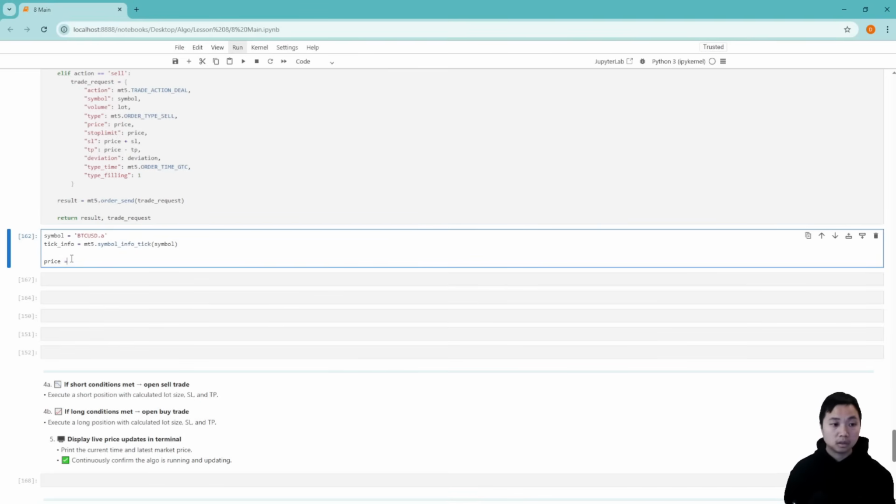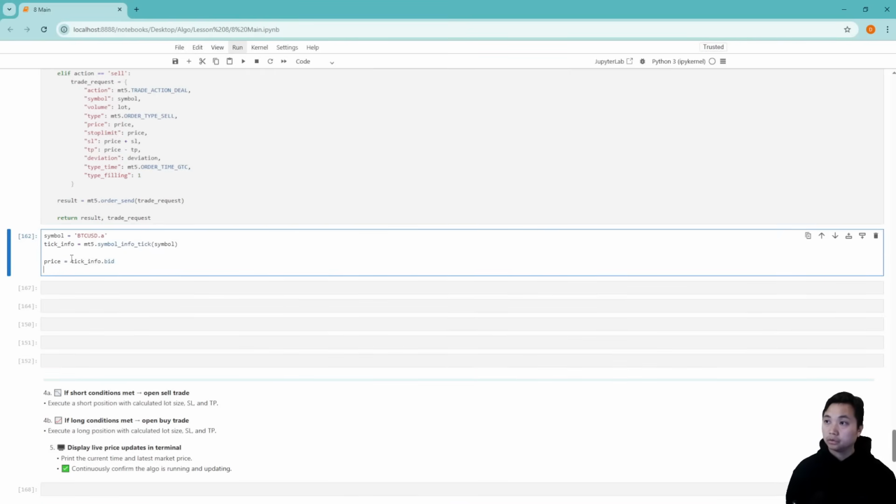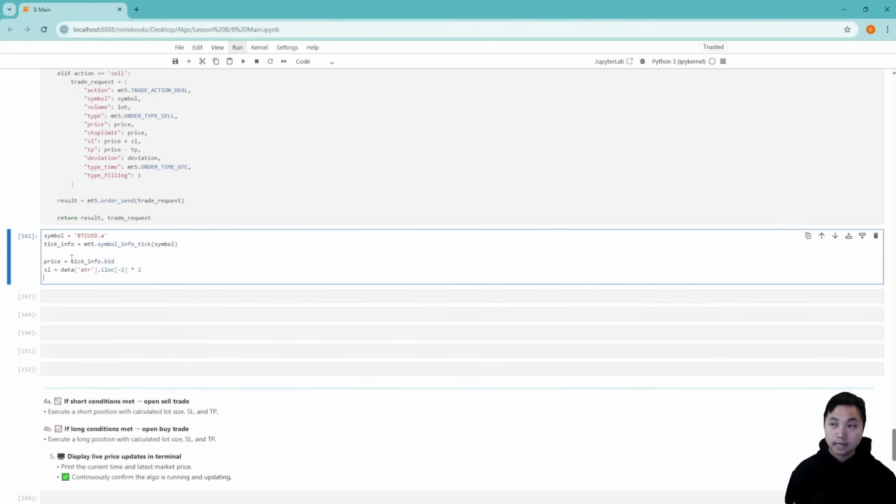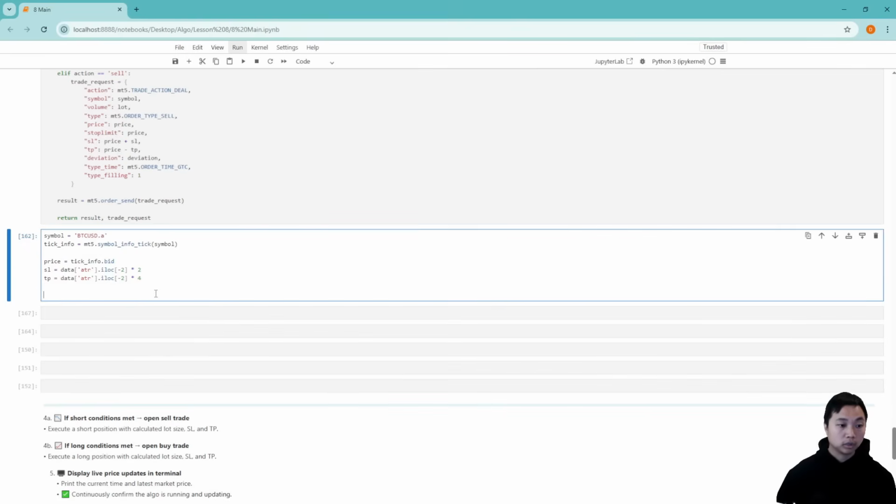Firstly, let's use the short scenario here. So we're going to use a bit. And just like what I mentioned before, we would like to use the ATR to control the stop loss and also the take profit, so we keep the risk ratio to 1 to 2.